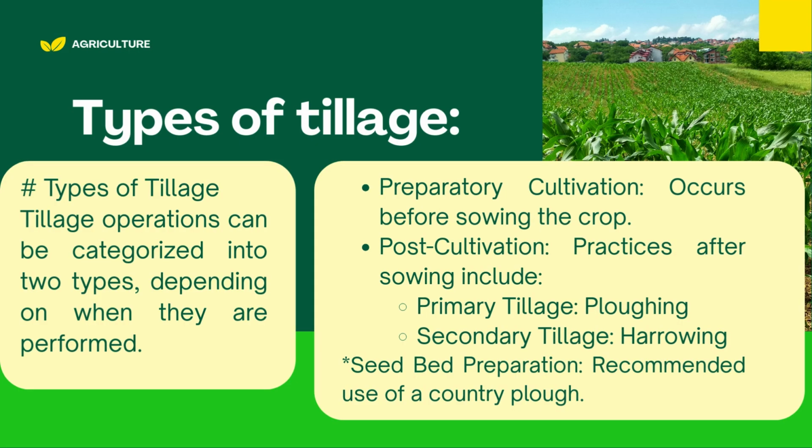Types of tillage. Tillage operations can be categorized into two types, depending on when they are performed. Preparatory cultivation occurs before sowing the crop. Post-cultivation practices after sowing include primary tillage, plowing. Secondary tillage, harrowing, seedbed preparation. Recommended use of a country plow.